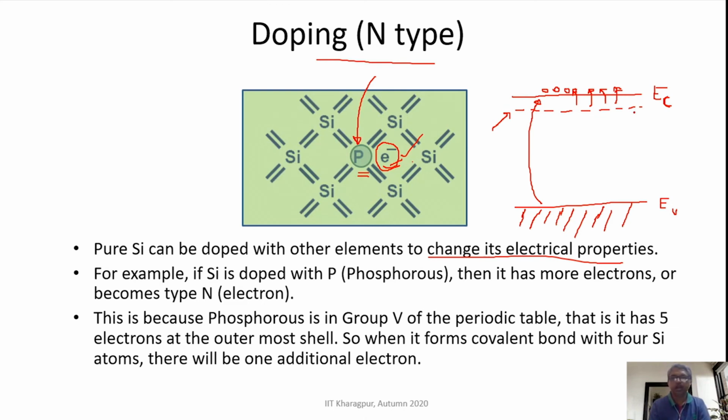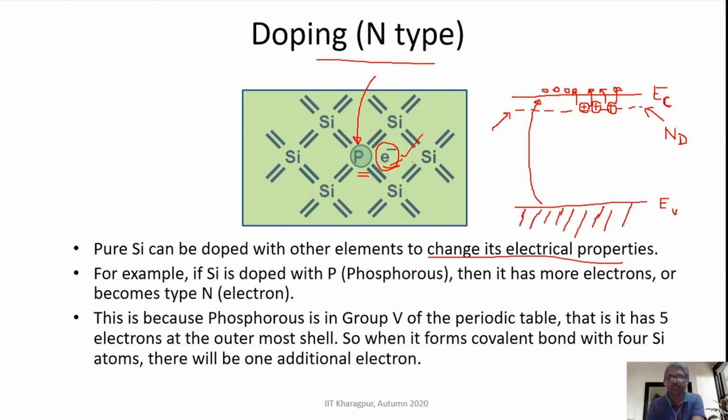We usually represent the concentration of phosphorus as Nd. Nd, D stands for donor. So Nd is the concentration of the phosphorus present in the silicon. Of course, that is basically the doping concentration, and we usually consider that most of the dopants will be ionized. So phosphorus will sit here as positive immobile ions, while they will release the electrons to the conduction band with little amount of energy.